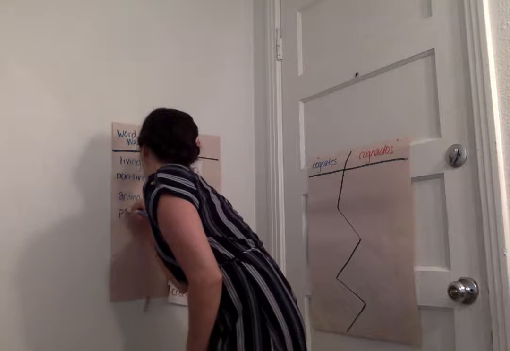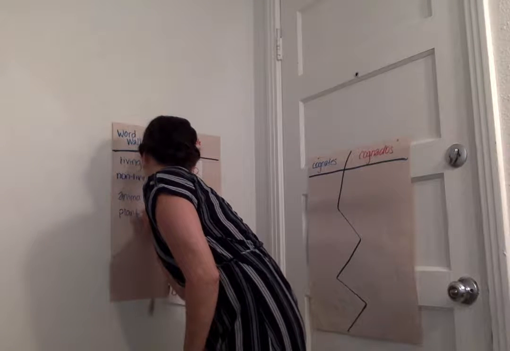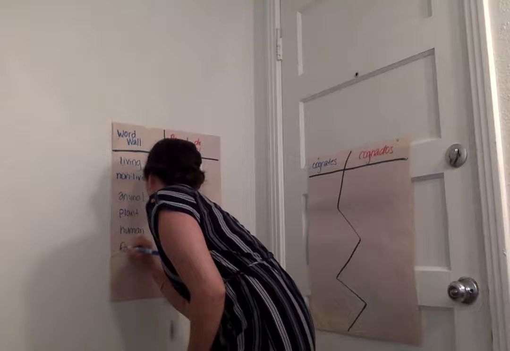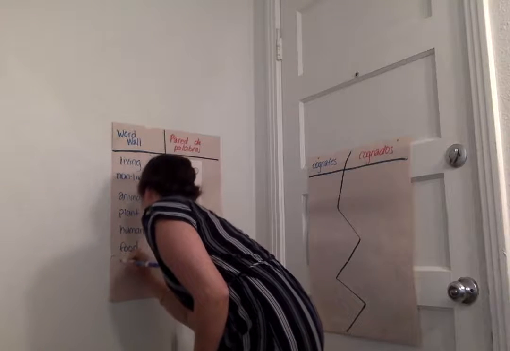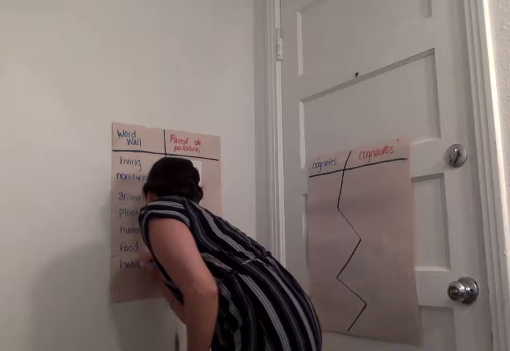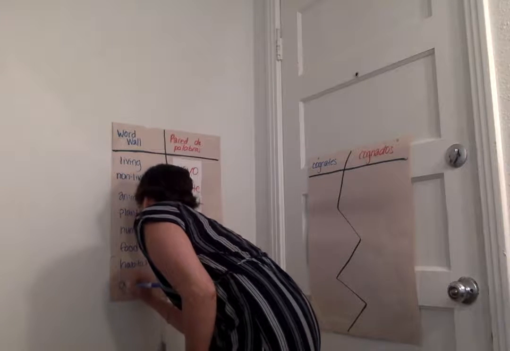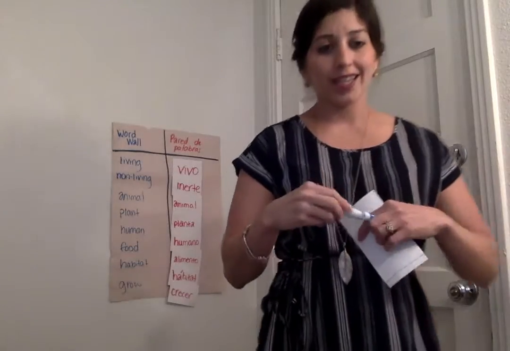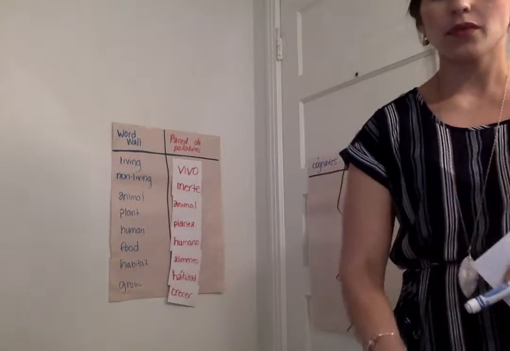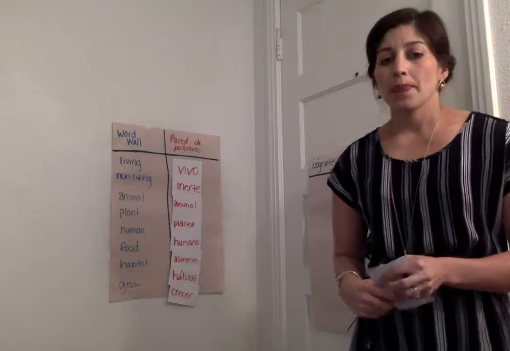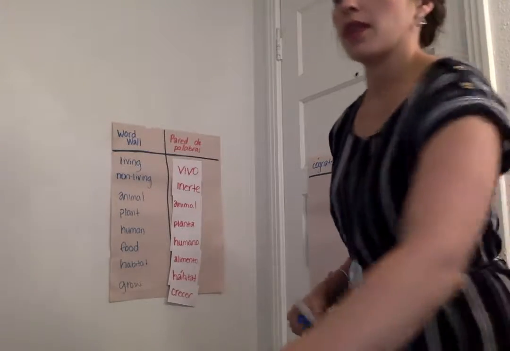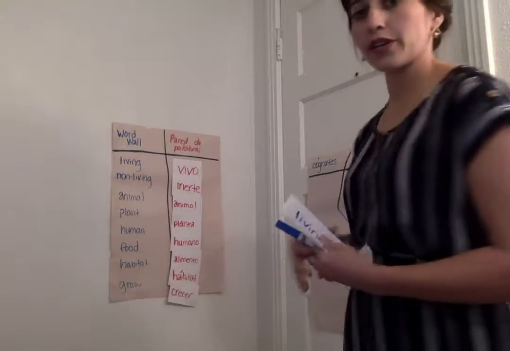So plant, human, food, habitat, and growth. Okay, so now we have all the words in English. Okay, so on a different anchor chart that I have already pre-created.